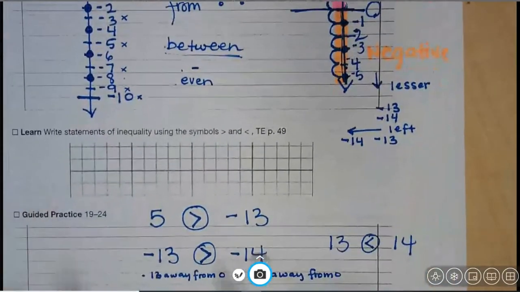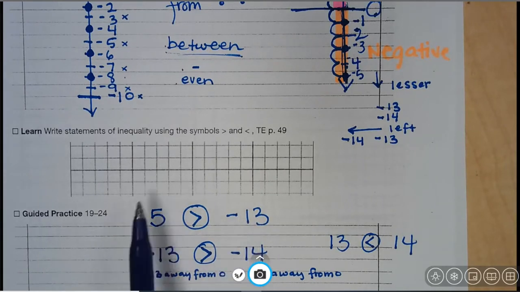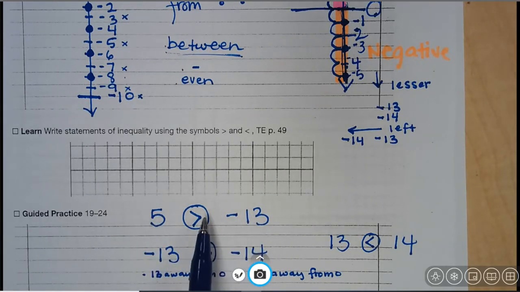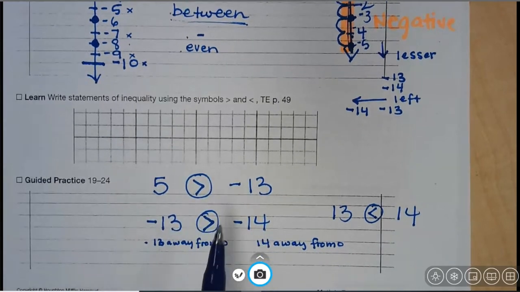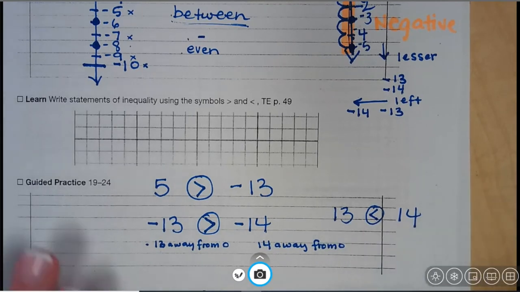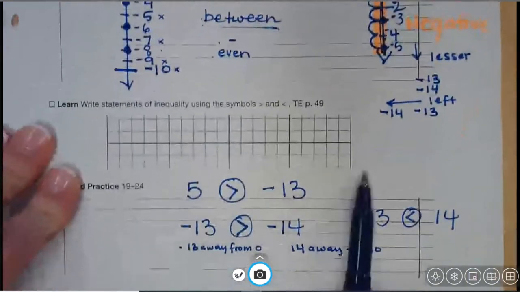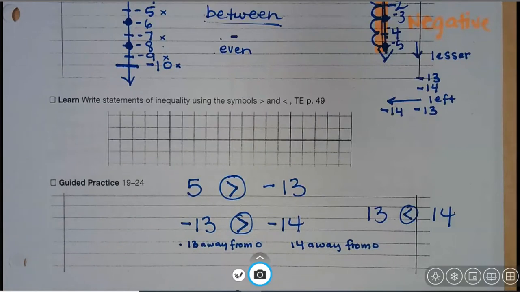So just remember, if it's positive, it's always going to be greater than a negative number. So the opposite of that's true as well. If it's negative, it's always less than a positive number. If it looks like a bigger negative number, technically the 14 is less than the 13 if they're both negative. And if they're both positive, it's just like you've always learned, the 13 would be less than the 14. So those are vertical number lines and writing inequalities with positive and negative numbers.